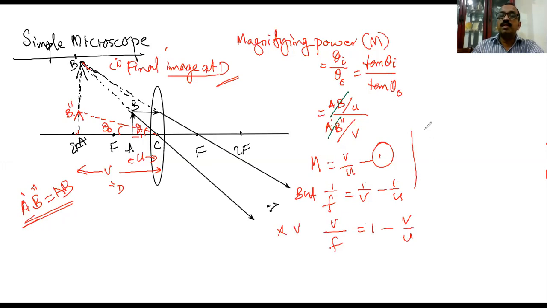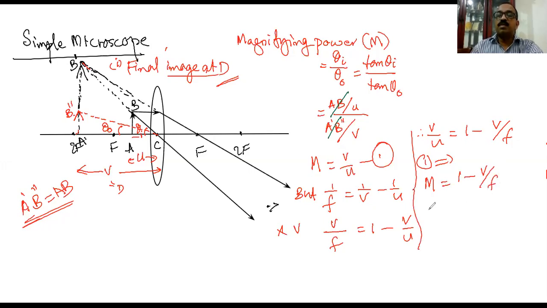Okay, let me write it over here. Therefore, v by u is equal to what? 1 minus v by f. So from equation 1, we can rewrite it as capital M, that is magnifying power, is equal to 1 minus v by f. But when you apply the sign convention here in this particular case, what does v represent? V is nothing but the least distance for distinct vision, that is D, capital D.